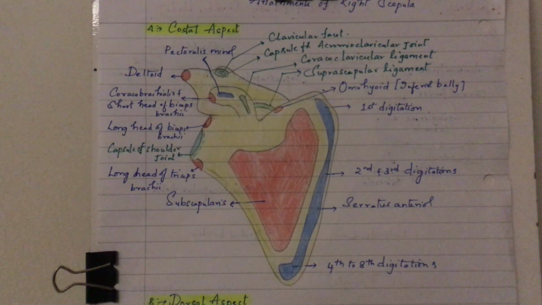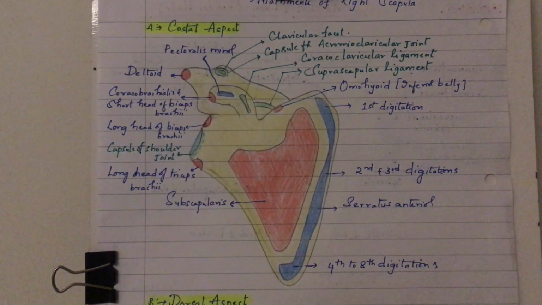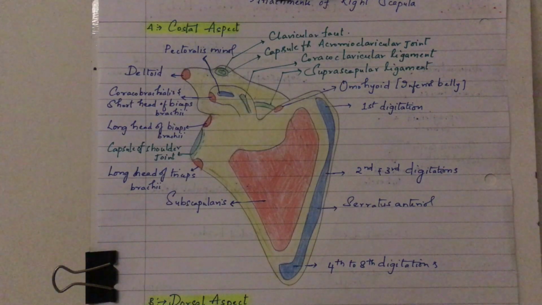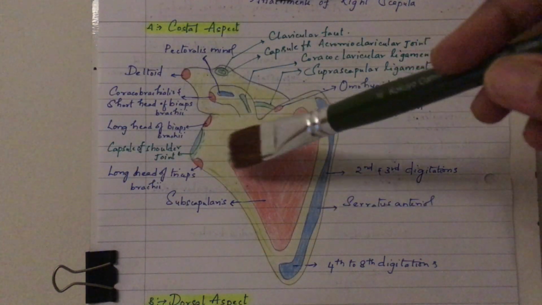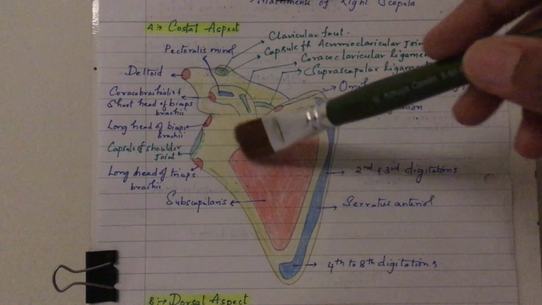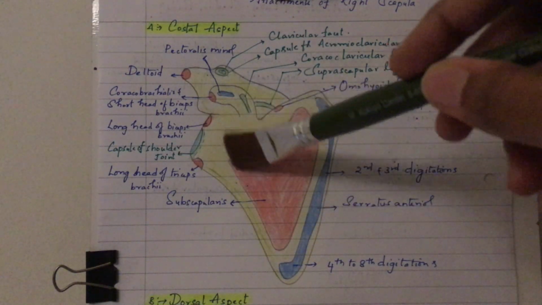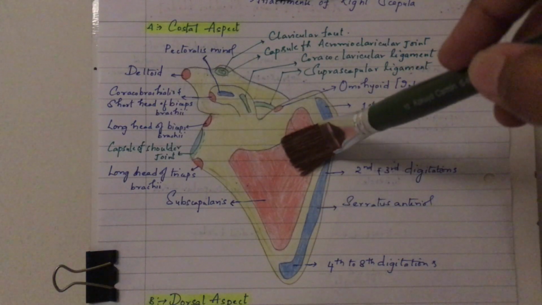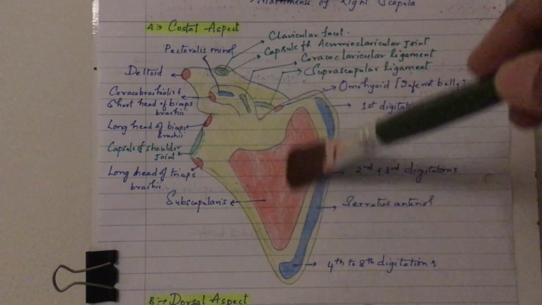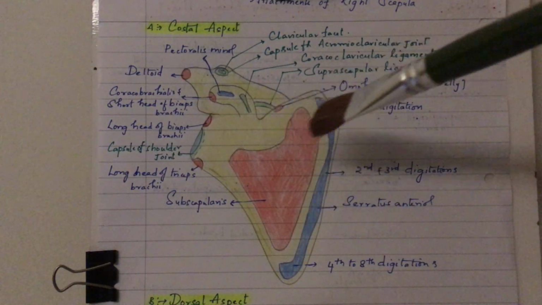Muscular attachments along the costal surface, the one which we have to remember is the subscapularis. First, what we are seeing is the subscapularis fossa. The muscle which gets attached here is the subscapularis muscle, and it's a multipennate muscle. It arises from the medial two-thirds of the subscapularis fossa.